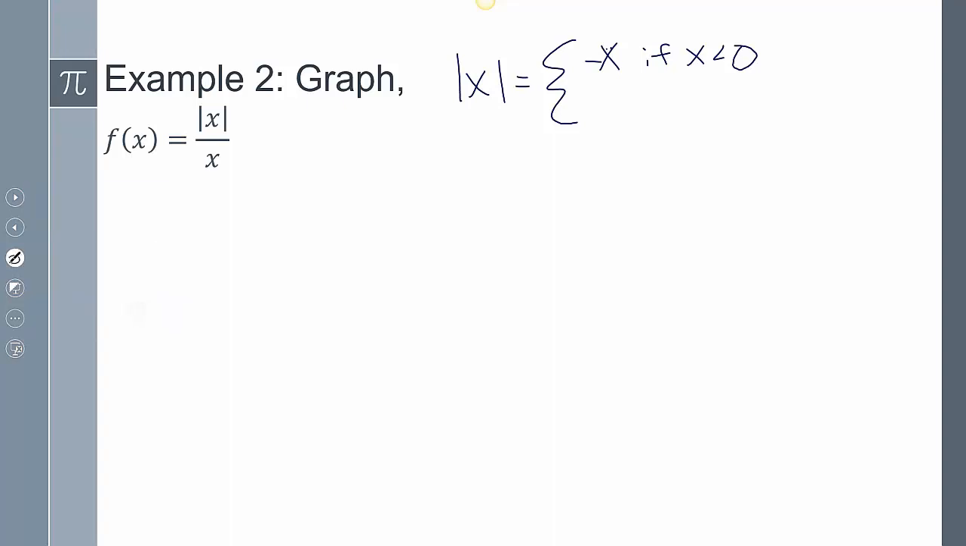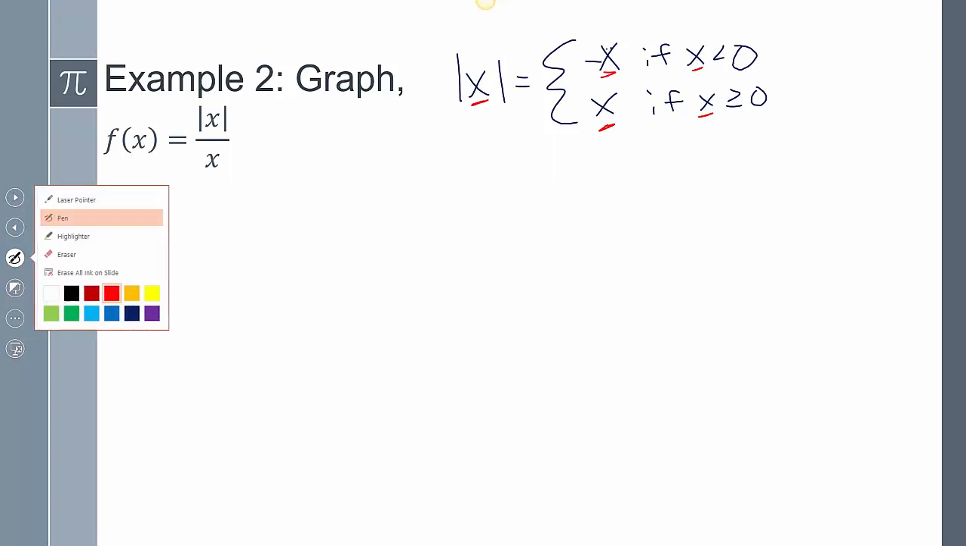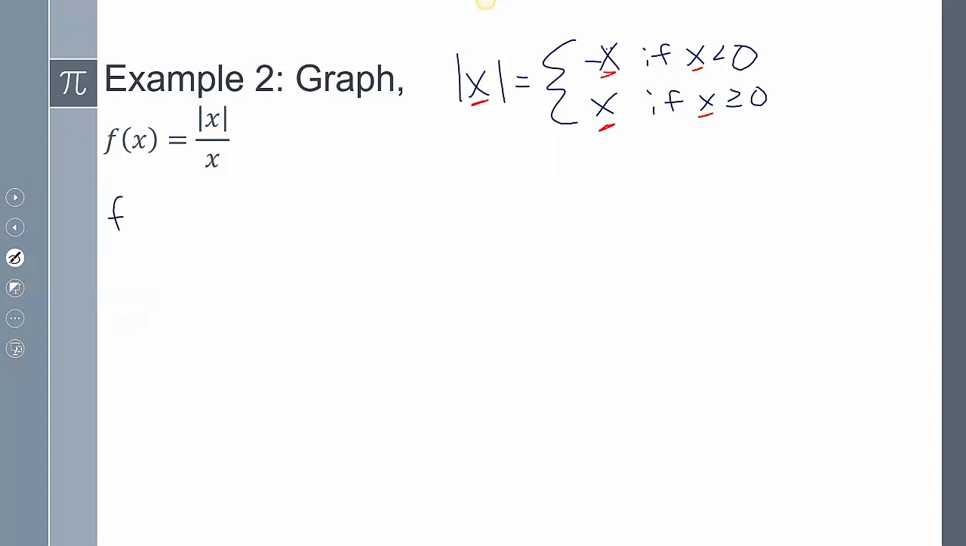And then it's going to be x if x is greater than or equal to 0. So I have the absolute value of x. Now remember, this just refers to what's inside the absolute value. Everything on the outside stays the same. So this is going to be negative x over x if x is less than 0, and this one's going to be x over x if x is greater than or equal to 0. Now we do have an issue here.